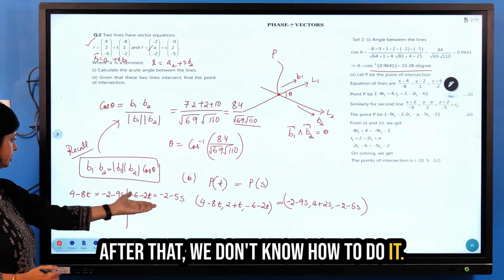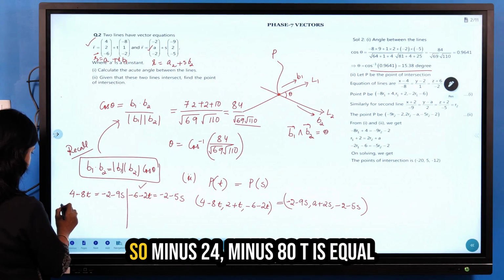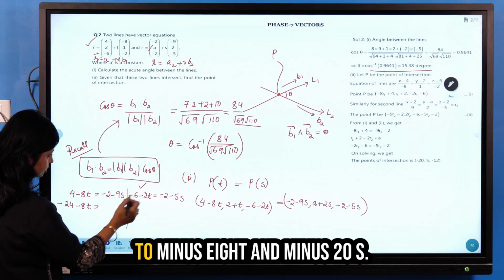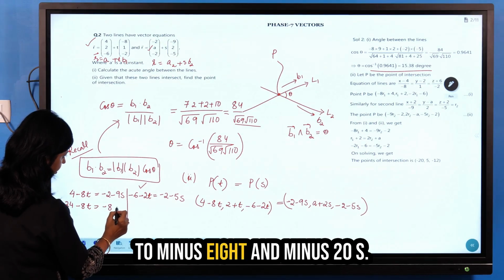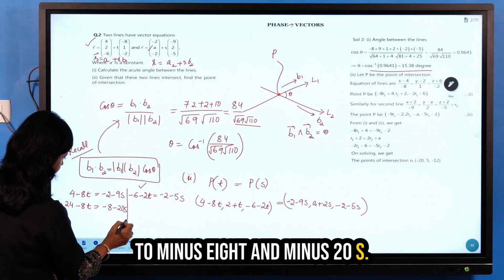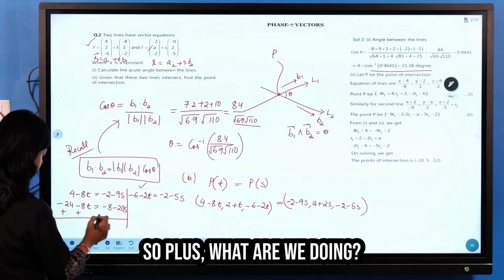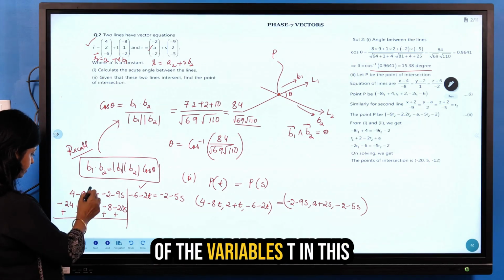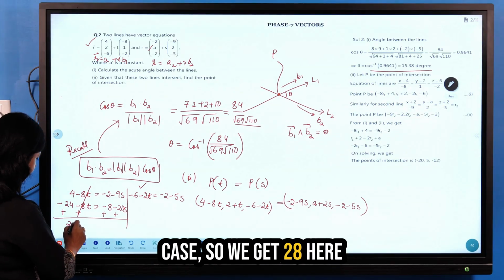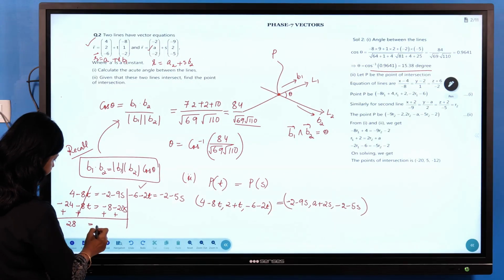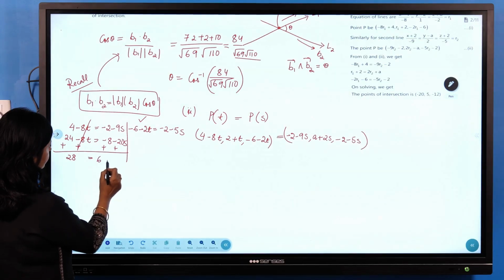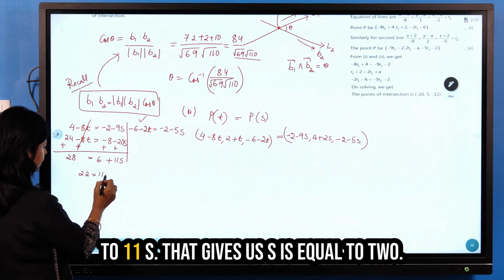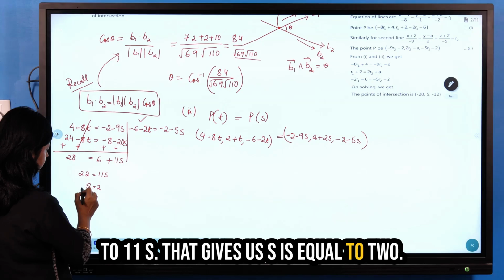After that, we know how to do it. Multiply this one by 4. So minus 24 minus 8T is equal to minus 8 minus 20S. We are just eliminating one of the variables, T in this case. So we get 28 equal to 6 plus 11S. So 28 minus 6 is 22, equal to 11S. That gives us S is equal to 2.